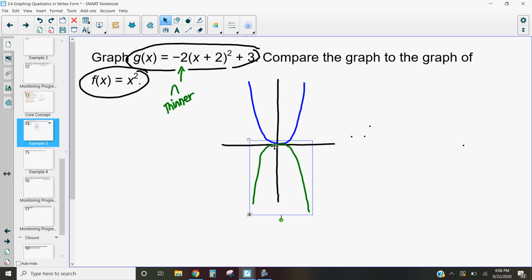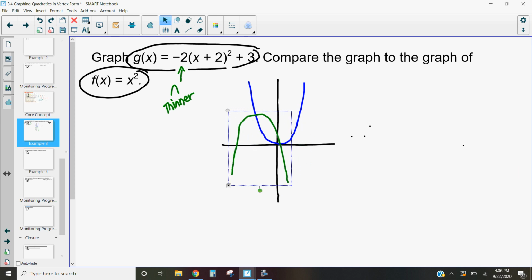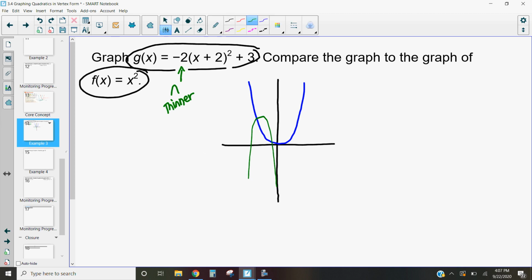Now, what do my directions say? That +3 tells me it's going to move up 3. And that +2 tells me it's going to move to the left 2. And then this 2 tells me my function has to get thinner. So I'm going to make my function thinner, and it's still going to be at that +3 over 2. So here is that new function that we have here. After we've moved it all around, this is what that function would look like.